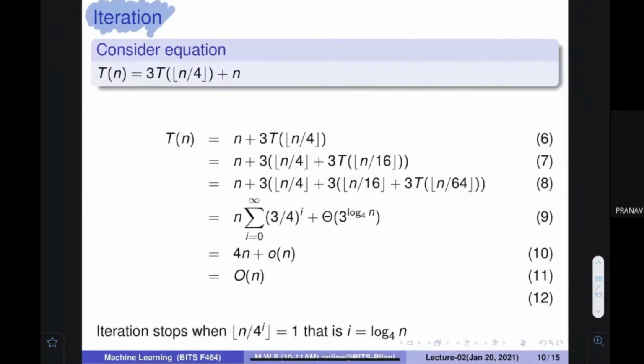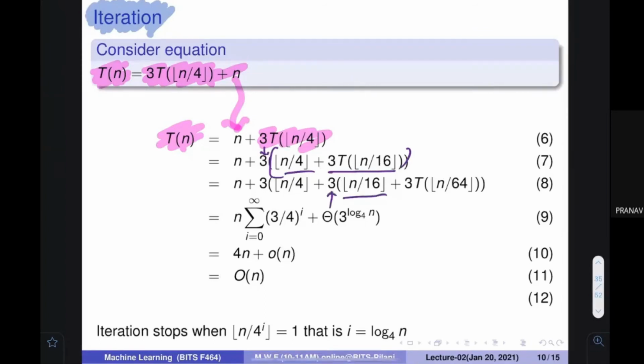So let us talk about the iteration. In the iteration, if Tn is equal to 3T(n/4) plus n, definitely you can start by saying that Tn is equal to 3T(n/4), and I can take this n at the top. Then I can apply the same thing over here. I write 3, then put a bracket, then n by 4 plus 3T(n/16). In the same way, I again put a 3 n by 16 plus T(n/64), and I keep doing this. What would be my last term?